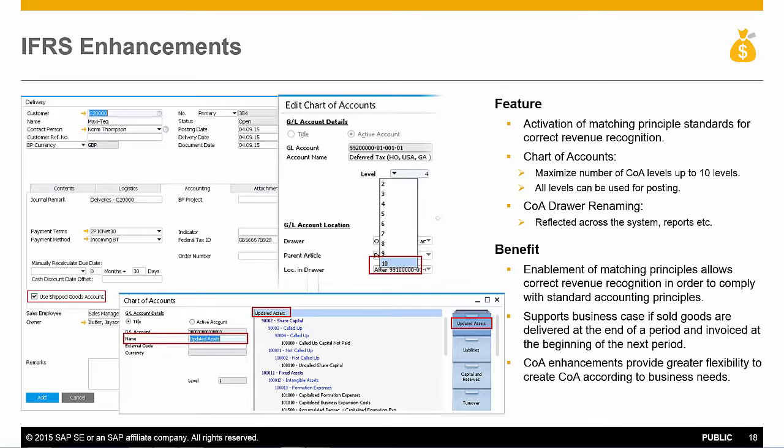Enabling matching principles allows correct revenue recognition in order to comply with standard accounting principles. For example, it supports a business case if sold goods are delivered at the end of a period and invoiced at the beginning of the next period. And enhancements to the chart of accounts provide greater flexibility to create chart of accounts according to relevant business needs.